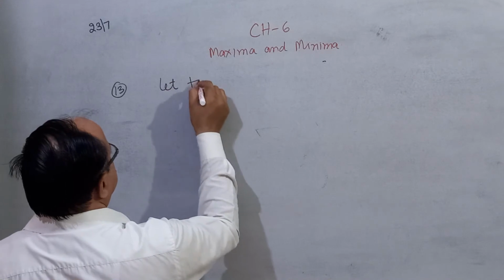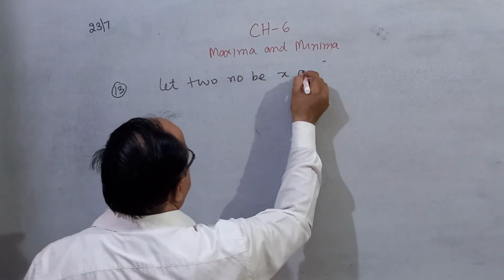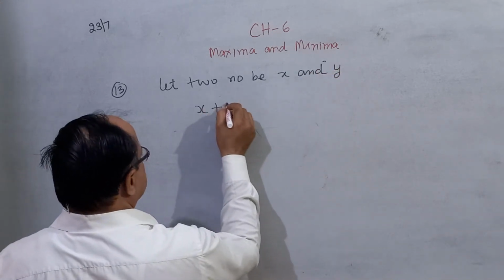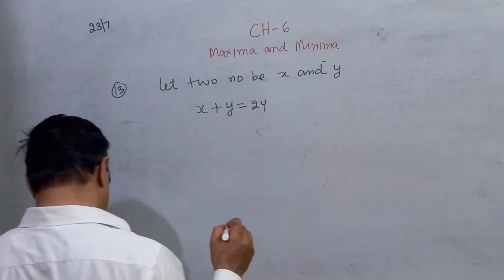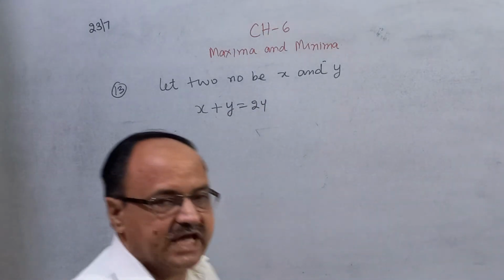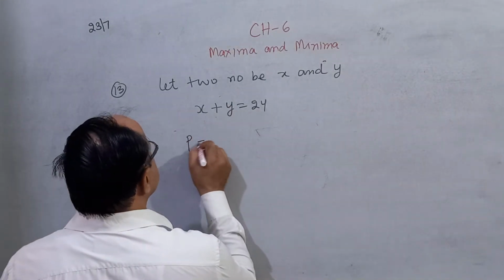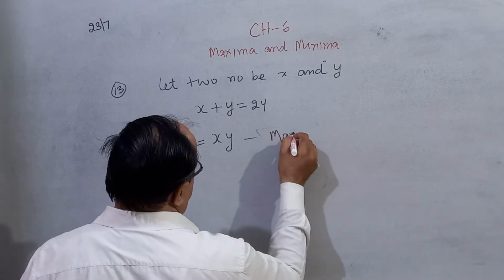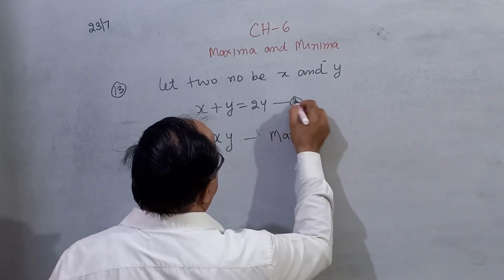Let the two numbers be x and y, and their sum is given as 24, and whose product is as large as possible. We maximize the product x into y. Maximize, this is given.